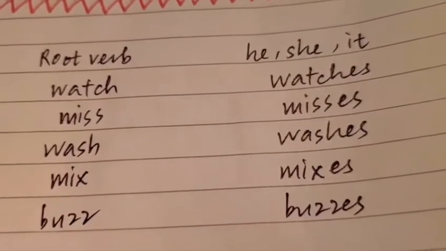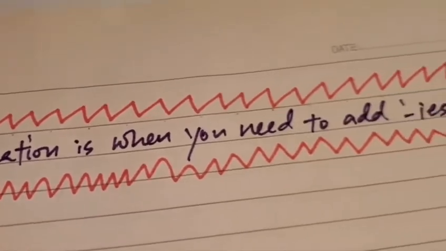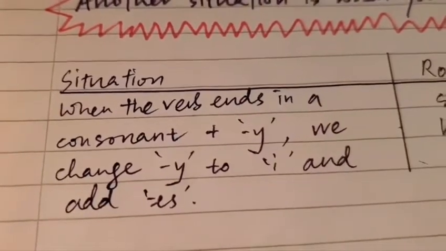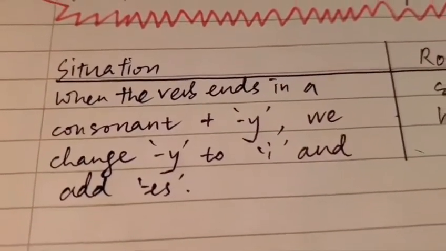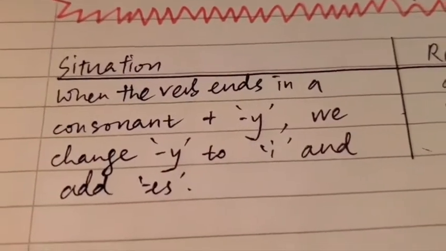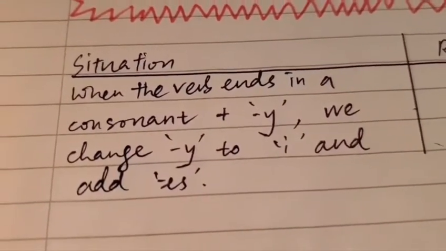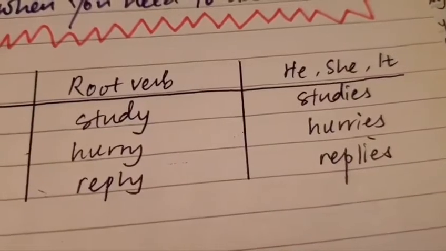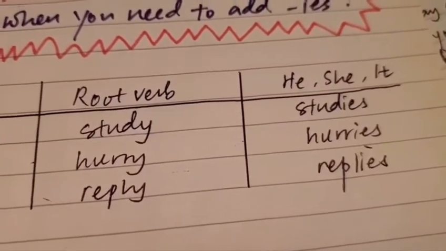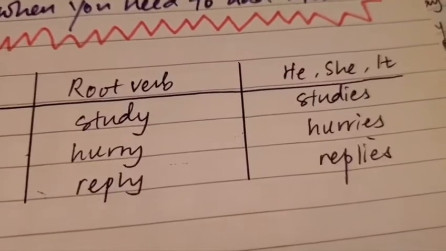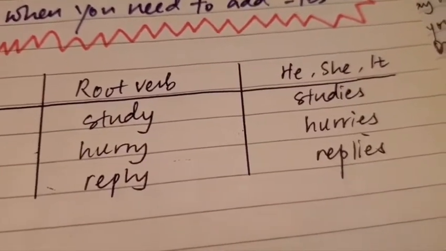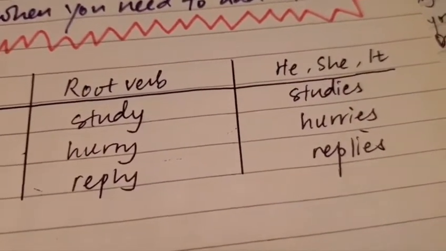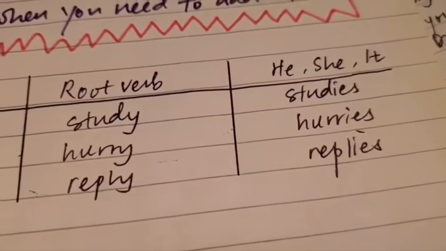Buzz, buzzes. Another situation is when you need to add IES. So when do you add IES? When your verb ends in a consonant plus Y, we change Y to I and add ES. So for example, we have the root verb study, okay? So D is a consonant and then it ends with Y. So you change Y to I and add ES, so you get studies, STUDIES. Next, for the word hurry, you do the same thing. You get hurries. Reply, you get replies.